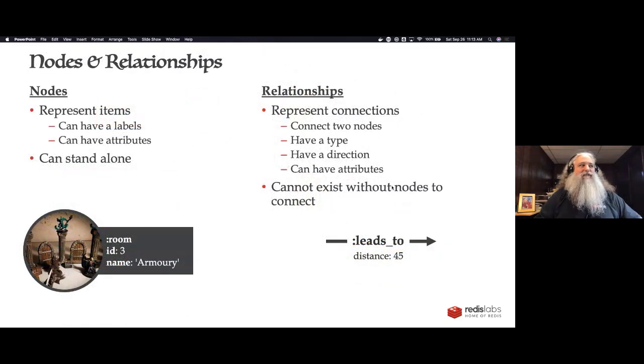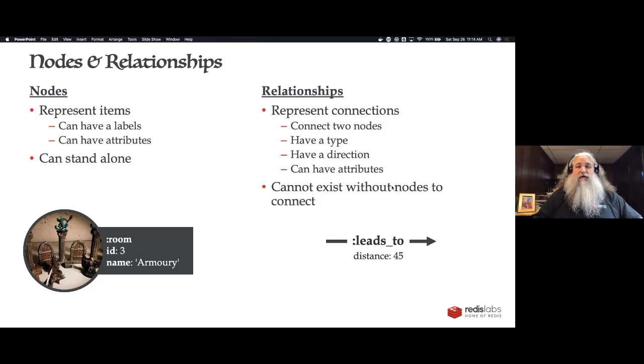Diving a little deeper into this, nodes, I tend to think of them, they represent items. Generally, they tend to be the nouns in your database. They can have labels and attributes like I just discussed, and they can be by themselves, just like in a graph. You can just have a graph full of room nodes that aren't connected to each other, and you could just query all those nodes.